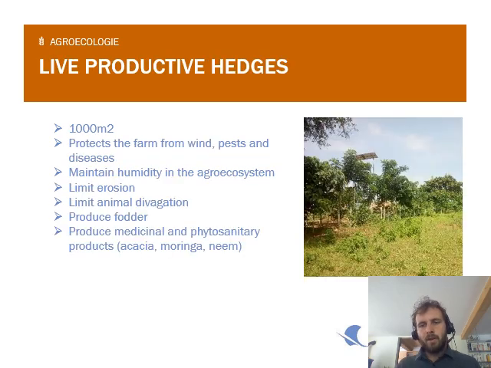Finally, the whole farm is surrounded by a live productive hedge of 1,000 square meters, which protects the farm from wind, pests, and disease, maintains humidity in the agroecosystem, limits erosion, limits animal straying, produces fodder, and produces some useful products for medicinal or phytosanitary use, like acacia, moringa, or neem trees.